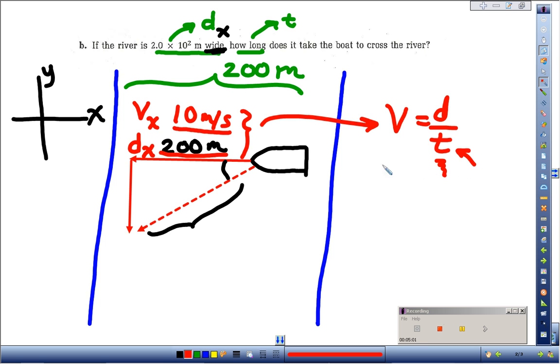So the big key here is to realize, yes, you are moving with some resultant velocity, and yes, the river is also taking you down at a particular velocity, but the fact that the river is only 200 meters wide in the horizontal direction, and that you're only moving at 10 meters per second in the horizontal direction, this is really all the information that you need to solve this.